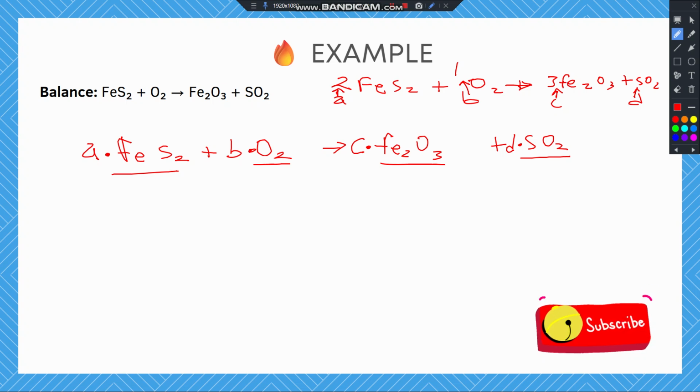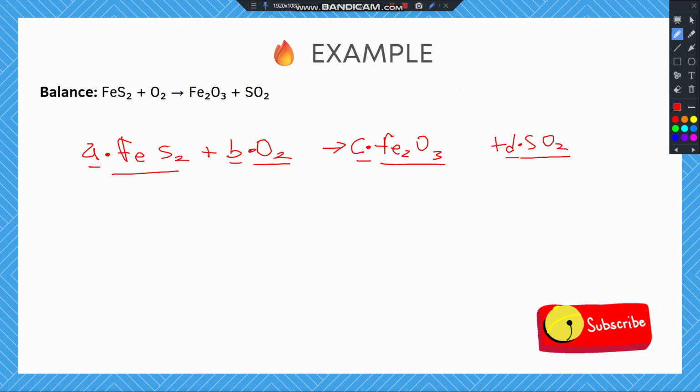Since we don't know what the appropriate coefficients for balancing this equation are, we are representing them using these letters A, B, C, and D. I'm sure you now understand why we did that. So now that we have done that, the next thing to do is to form equations for each element, both for the left and the right side.